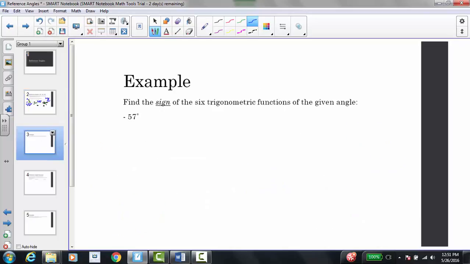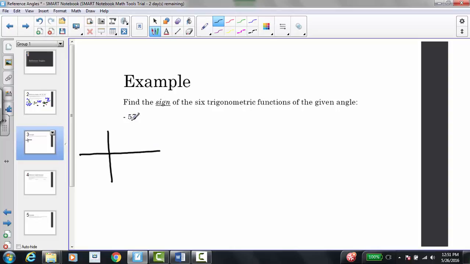Now it's asking us to find the sign of the 6 trigonometric functions of the given angle negative 57 degrees. So remember, as I said in the trigonometric functions of any angle video, what quadrant you're in determines the sign of the 6 trigonometric functions. So the first thing that we need to do is draw our picture.